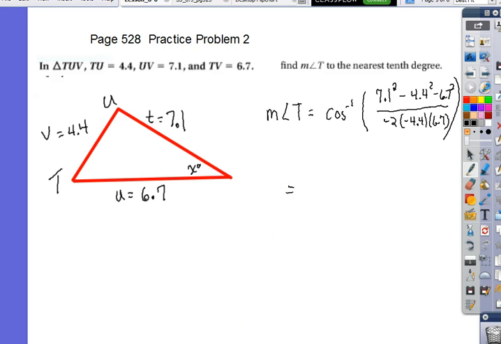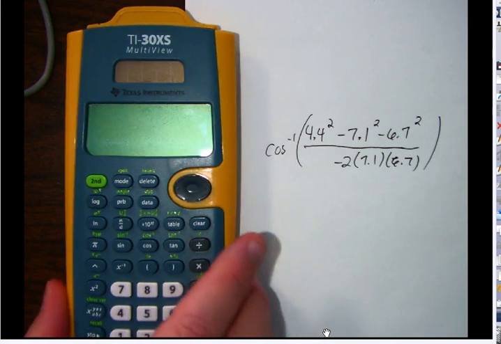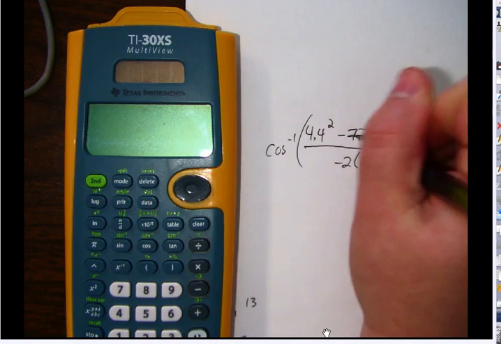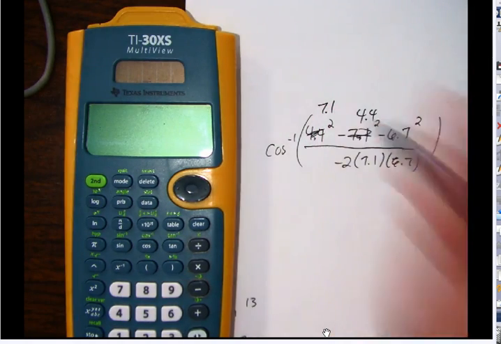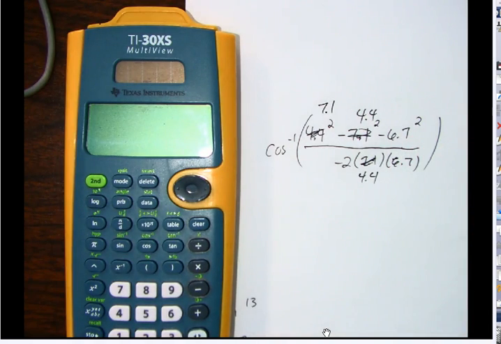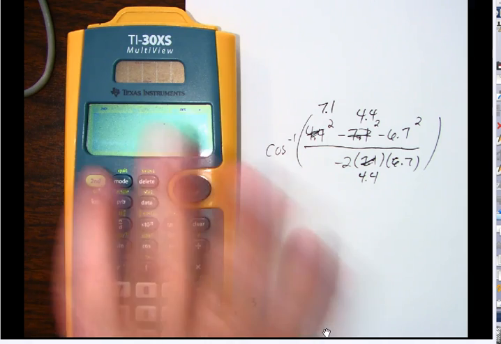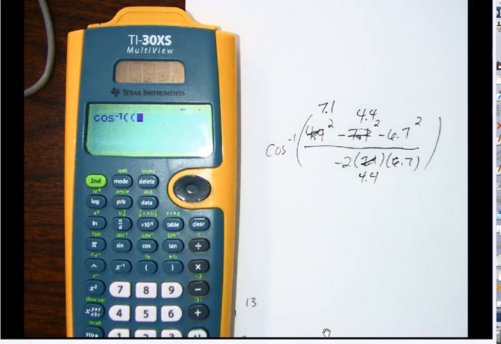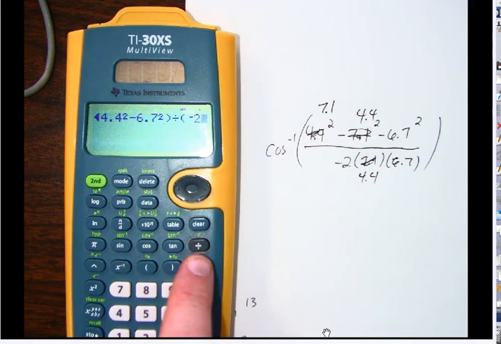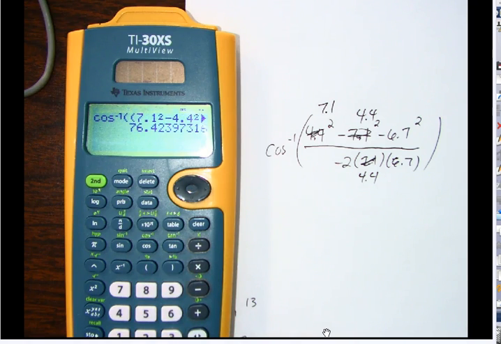I'm going to show you how I put it into my calculator. So it's cosine inverse, open parentheses for my numerator, 7.1 squared minus 4.4 squared minus 6.7 squared, close parentheses for my numerator, division key, open parentheses for my denominator, -2 times 4.4 times 6.7. And I got 76.4 rounded to the nearest tenth of a degree.